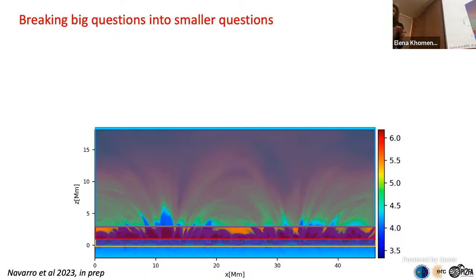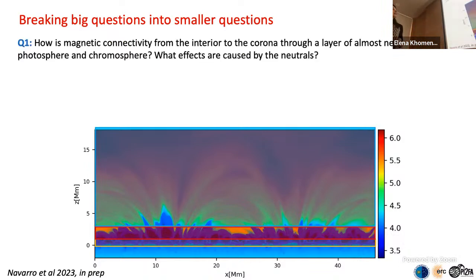So if we break these big questions into small ones, we can ask, for example, the following. How is it possible that we have magnetic connectivity between the subphotosphere, the interior of the sun, and the corona through this layer of almost neutral plasma in between? How do the magnetic field lines continue through this layer? And what are the effects caused by neutrals?